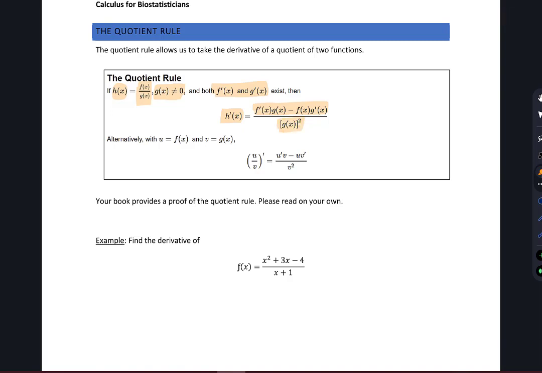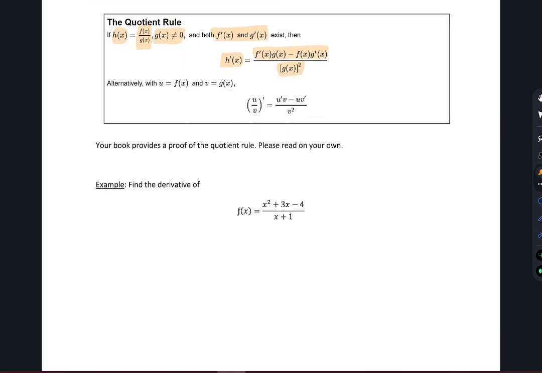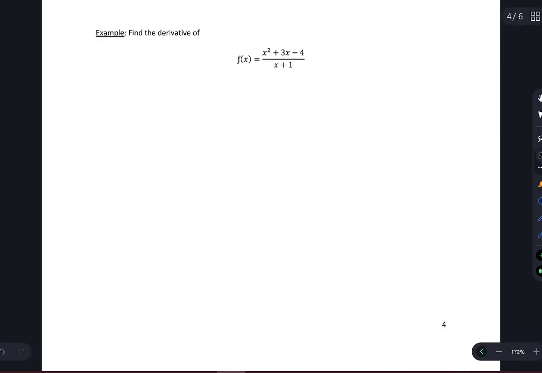And your book provides a proof of the quotient rule and where this comes from, and so I suggest that you read this on your own. And then just like the product rule, we could alternatively write this using u and v. All right, so let's look at a couple examples.